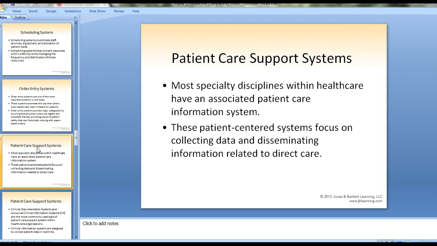So patient care support systems: most specialty disciplines within healthcare have an associated patient care information system, and these focus on collecting data and disseminating information related to care.